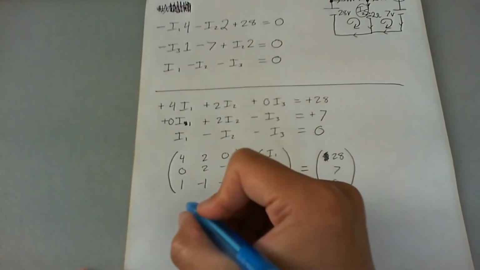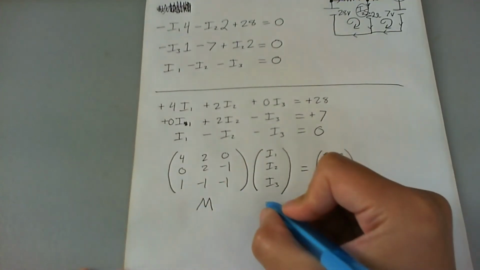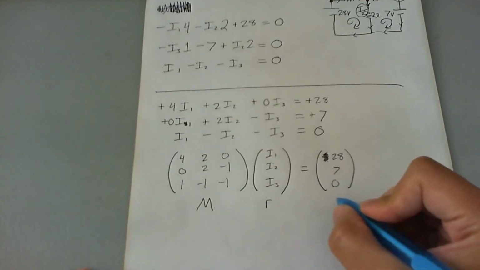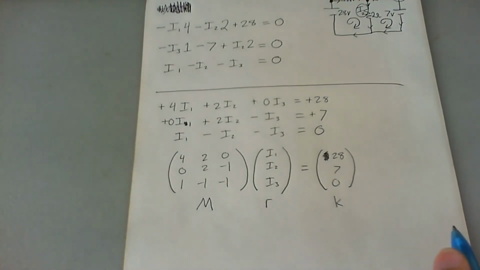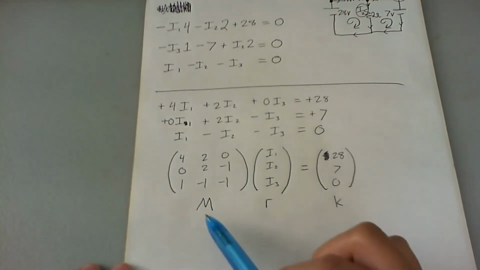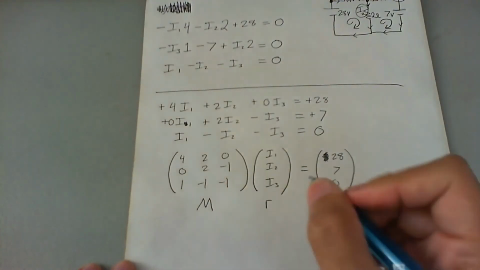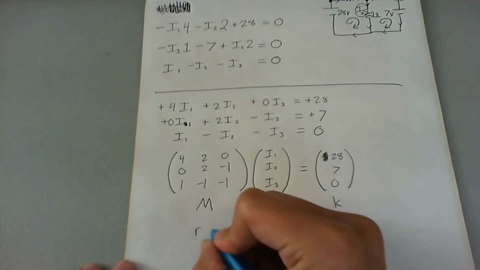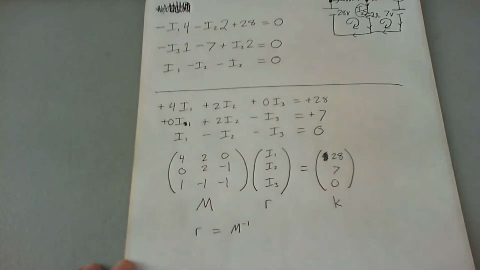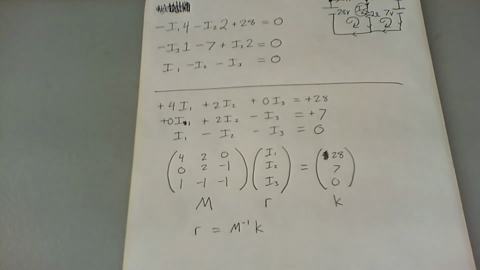Now what I can say is that we'll just call this a name. We'll say that this matrix is M. This vector is R, and this vector is K. I think it's a column vector. So basically what we're trying to solve for is the vector R. You do that by taking an inverse matrix of M, putting it on the other side. So mathematically speaking with matrices, R is equal to inverse M times K. And that's easy enough to solve basically.